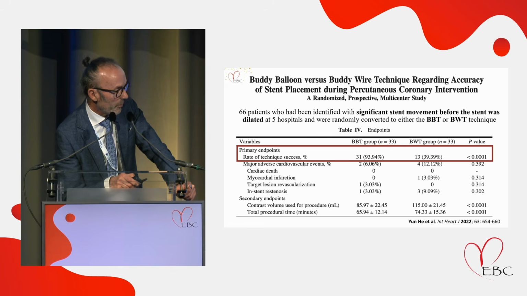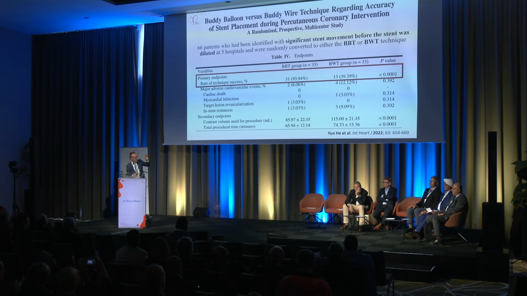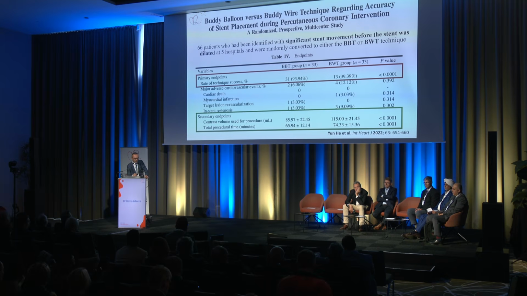If you want to stop the stent movement, take a body balloon, you can reuse the pre-dilatation balloon, inflate at low pressure, inflate the stent, and you have success. Secondary endpoint, contrast volume was lower with the body balloon technique, and the procedure time also.